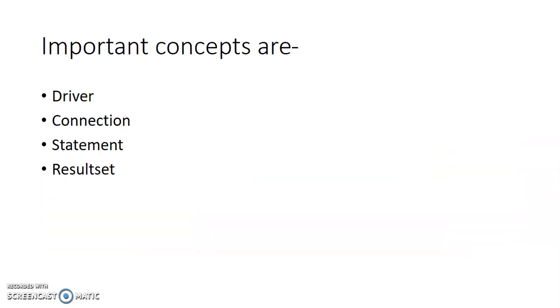So the important concepts we have seen from the point of view of JDBC are the driver. Driver is nothing but our translator. Connection between the Java application and the database; connection is nothing but our road. Statement represents the query, it represents our requirement, and result set is nothing but the output of the query, the data which we actually need. So these are the four important objects and interfaces we are going to see.